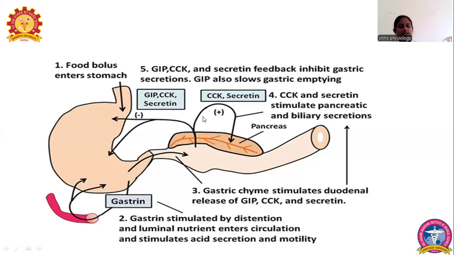So once it is done, what will it do? It will neutralize the content, protect the mucosa, and aid in digestion. Apart from that, these hormones can also inhibit the action of gastrin. Then they can also decrease gastric secretion and gastric emptying at the same time. This is how the gastric secretion, that is the HCl secretion from the stomach, is decreased and its emptying into the intestine is also delayed.